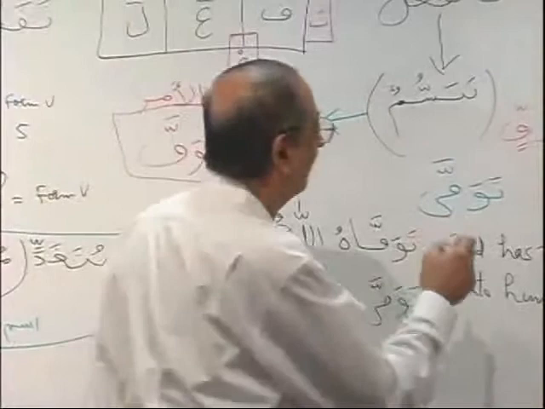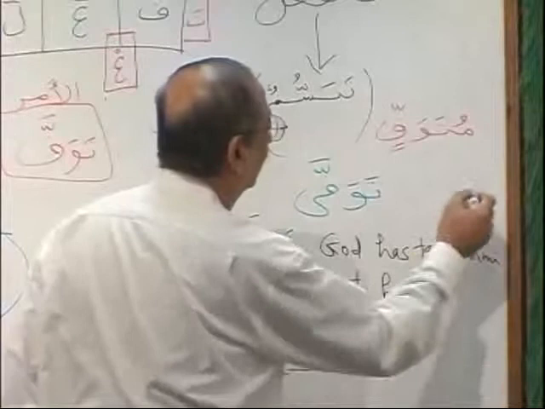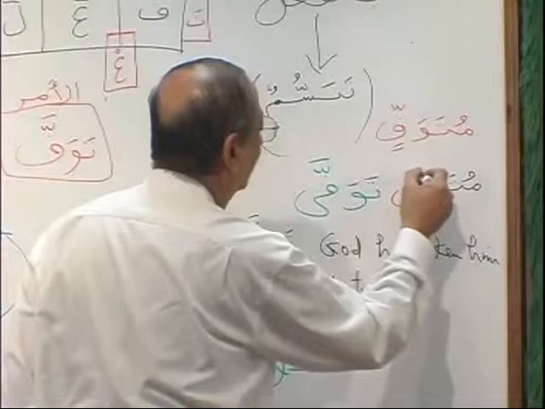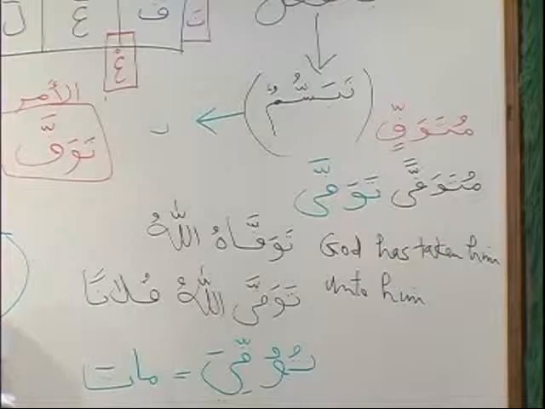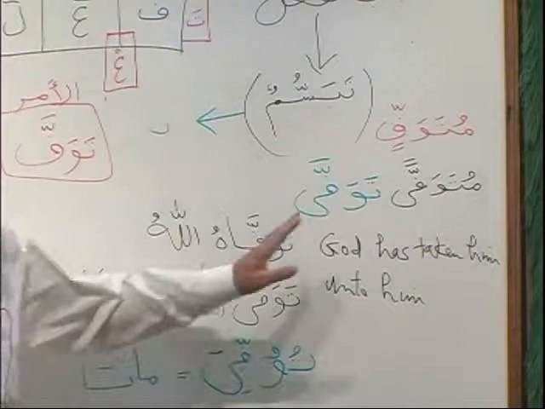And what will be ism maful? Mutawaffan. How will you write it? Like this. Mutawaffan. In short, we say mutawaffa. But what mistake do people make? They call the person who died mutawaffi.